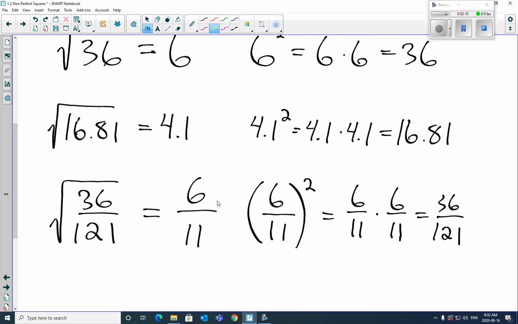The purpose of this bottom part here is just to show you, like I said, that the opposite of square rooting is squaring, and the opposite of squaring is square rooting. All right, that's it for that lesson.